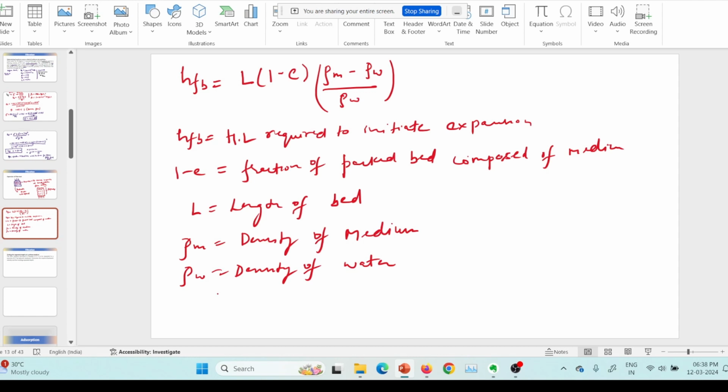And the head loss of the expanded bed will be the same. This is the head loss before, and this is the head loss during backwashing. This is the head loss required to initiate expansion.